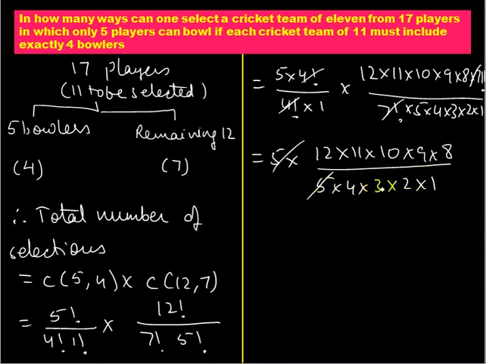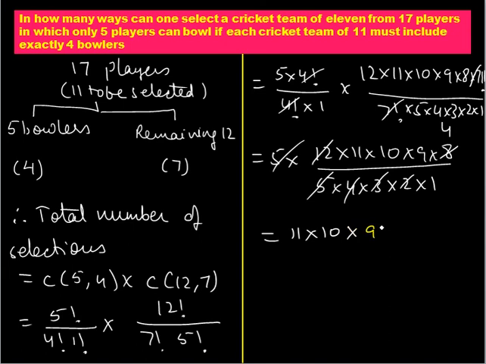Cancelling out the remaining common factors in the numerator and denominator. With this 2 we can cancel out 8, we get 4. So finally we are left with 11 into 10 into 9 into 4, and the product reduces to 3960. So these many selections can be made under the given condition.